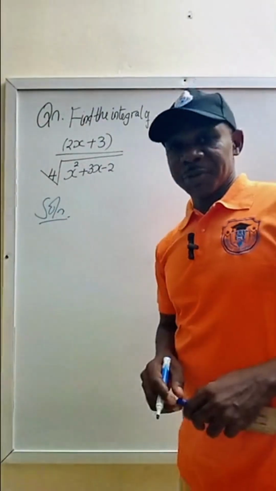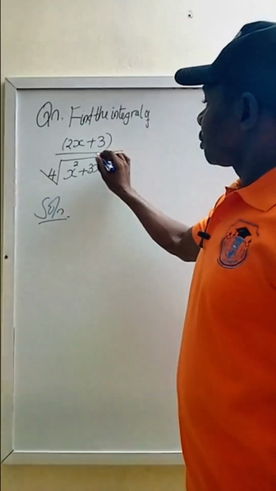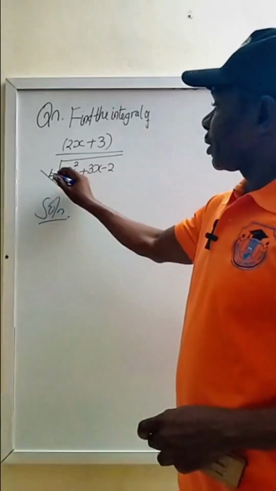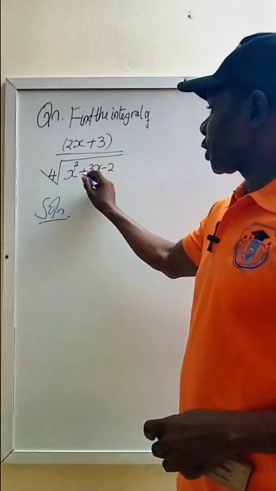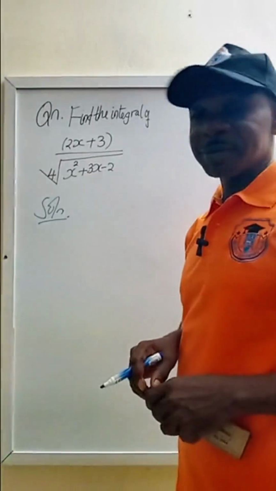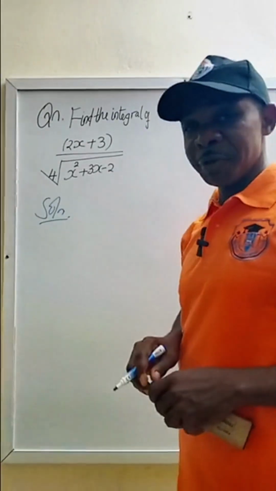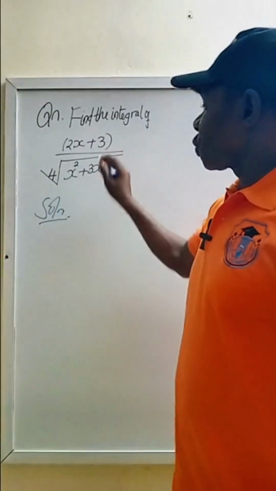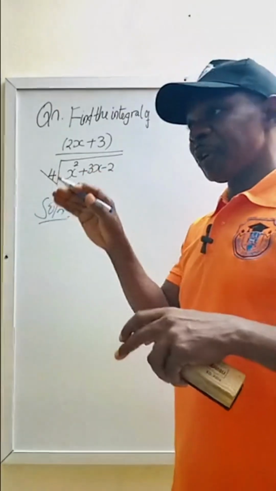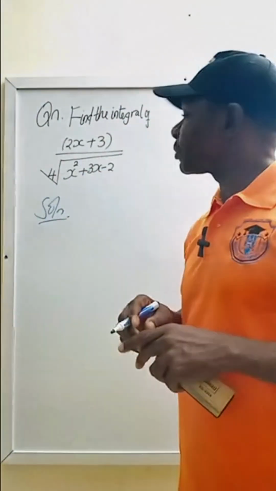Our question interpretation. Find the integral of 2x plus 3, divided by the fourth root of x squared plus 3x minus 2. These are two different functions. So it somehow looks complicated, but you know what you're supposed to do? Assess the situation, try to compare the numerator and the denominator, to see if there is any relation you can forge to make your solving easy.